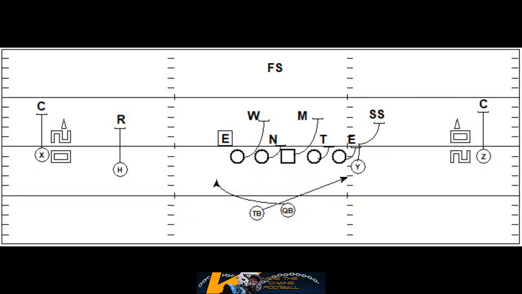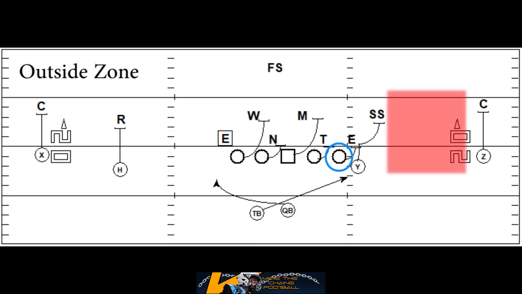Moving on to our next run play, the read option can also be paired with outside zone. Outside zone involves all the linemen blocking an area or zone in the same direction, with the aim of getting the ball outside of the offensive tackle and onto the perimeter, hence the term outside zone, because we're getting it outside the tackle.